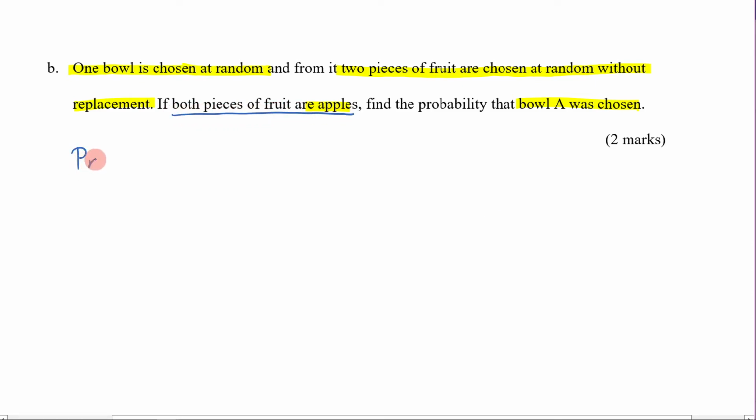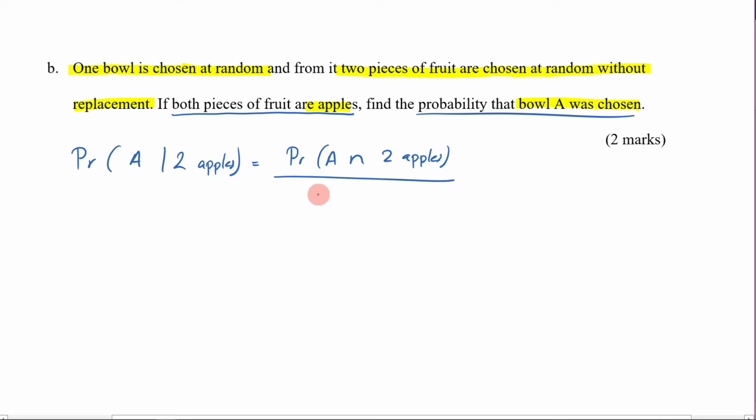So that means that's the given part. We know that both are apples. What we're trying to figure out is the probability that bowl A was chosen. So A given 2 apples. So that's the probability of A intersection of 2 apples over the probability of 2 apples.